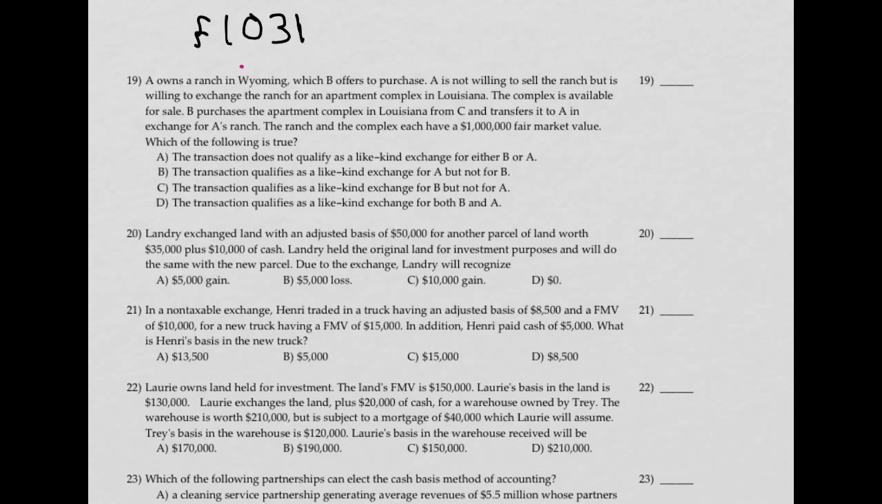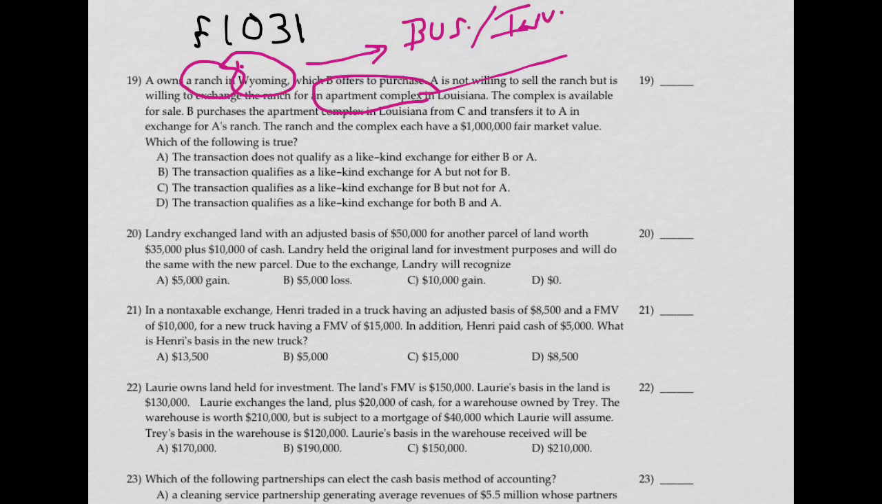We have a ranch in Wyoming, and they're going to sell the ranch to buy an apartment complex. The ranch is probably of an investment or business nature. And certainly the apartment complex is of a business or investment nature. And in property, that's enough to make it like kind.